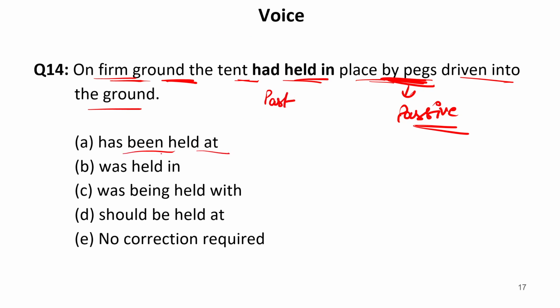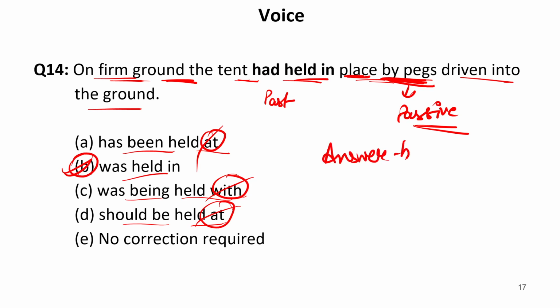Has been held at. We do not, if it is written place, we cannot have at. Was held in. Was being held with. No with. Should be held at. No. It should be was held in. So our answer should be B. That is in passive voice. We have be form, then we have verb third form, and then we have correct preposition, that is in. So the correct sentence will be on firm ground, the tent was held in place by pegs driven into the ground. Now let us move to the next one.